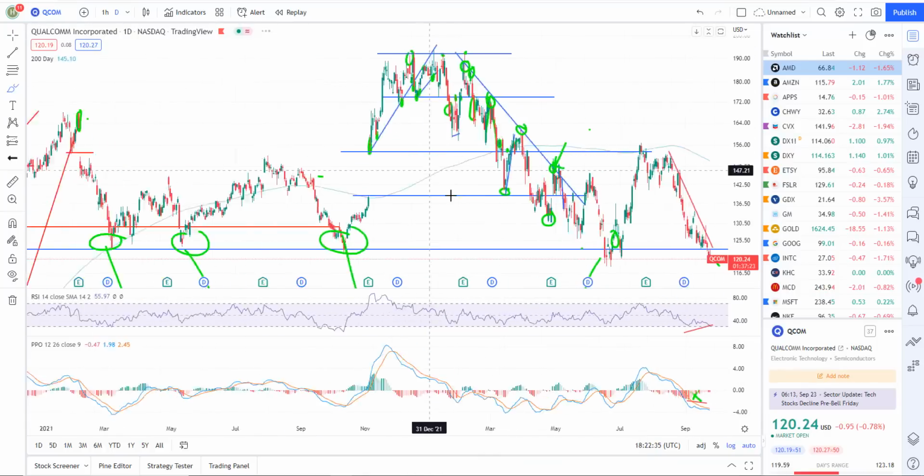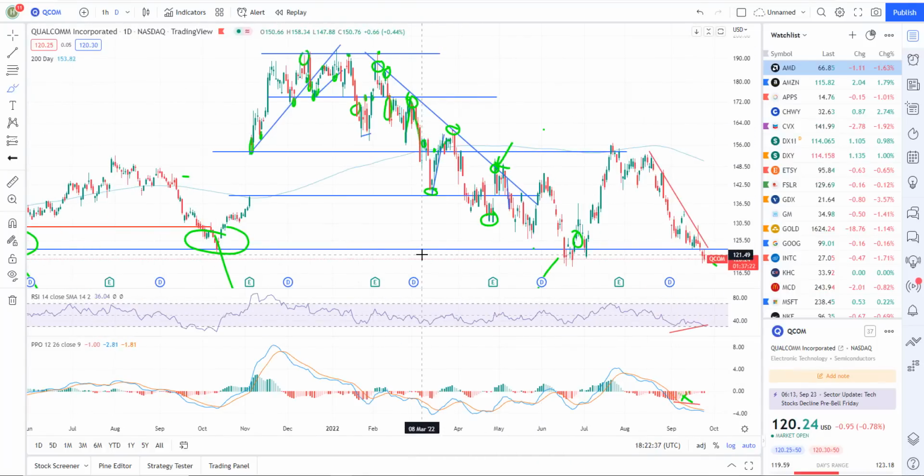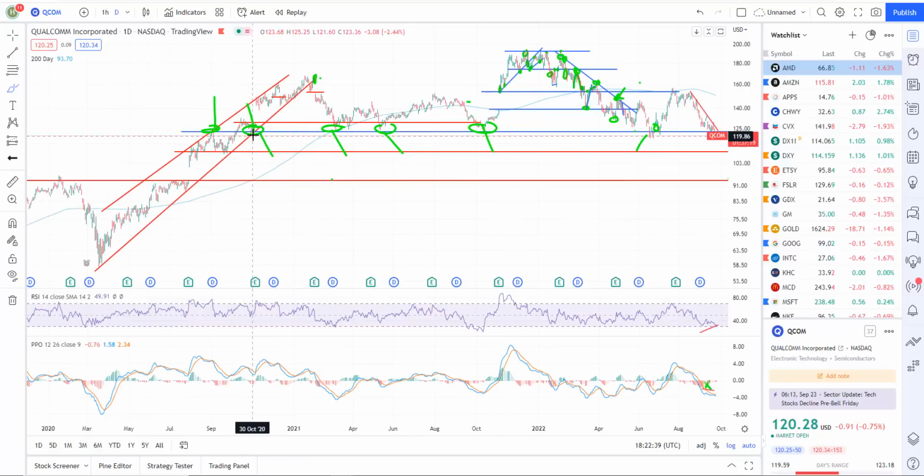Qualcomm, very similar setup. This is also a semiconductor. On Qualcomm, I've got it marked out here at 123 as a zone of support.